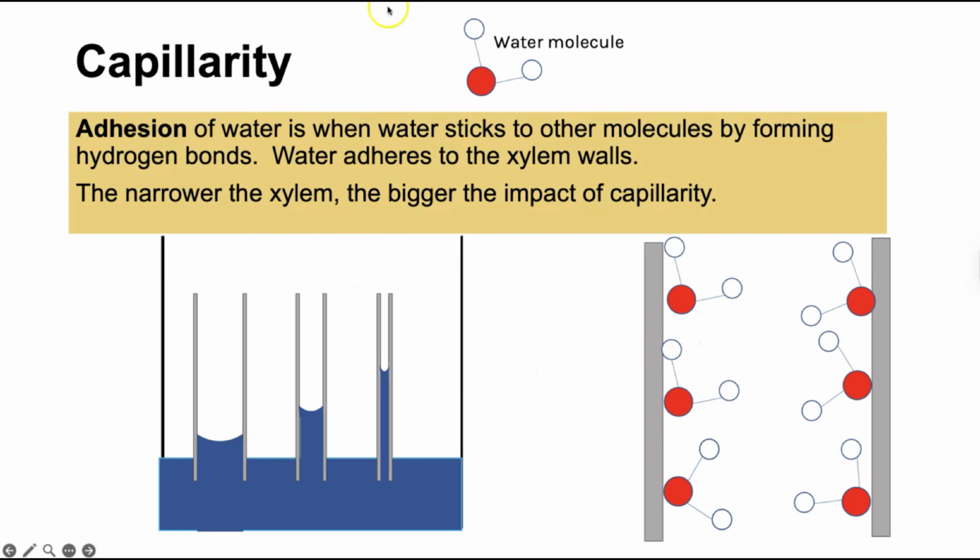Now you also get hydrogen bonds forming between the water molecules and the walls of the xylem, and that is adhesion, the sticking of those water molecules and then the entire water column to the walls of the xylem.